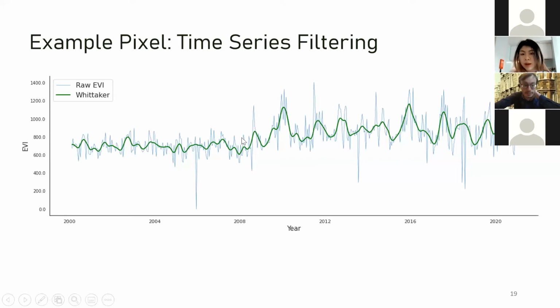Here you can see that in the raw time series, there are some downward spikes, and this is caused by extended periods of cloudiness where the satellite is unable to obtain any good photos at all in the period of 16 days.